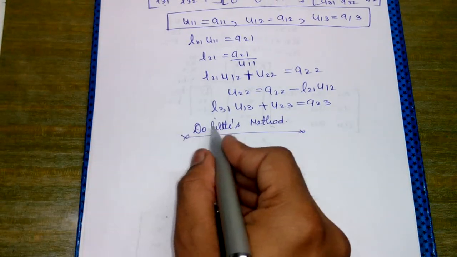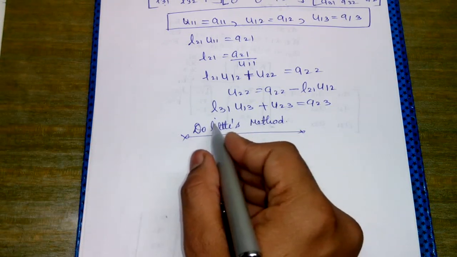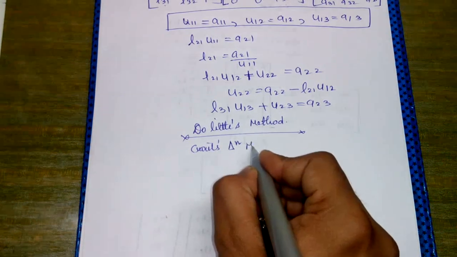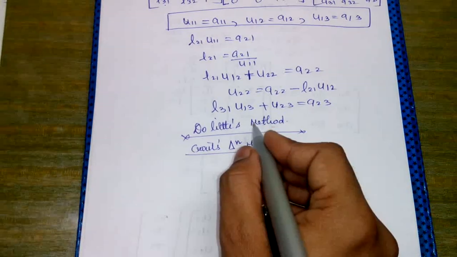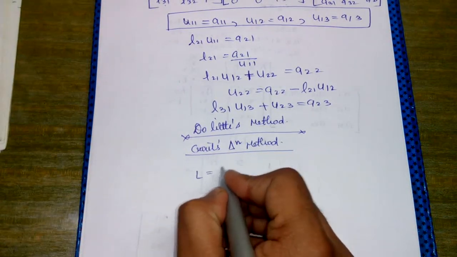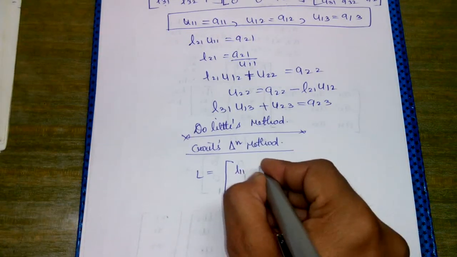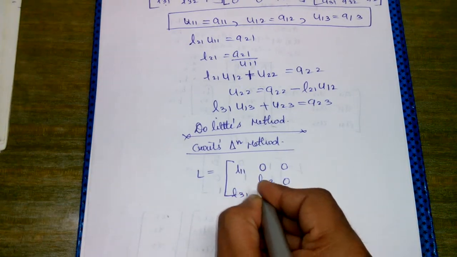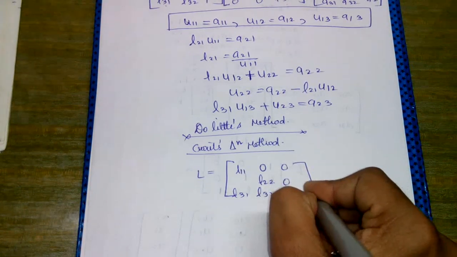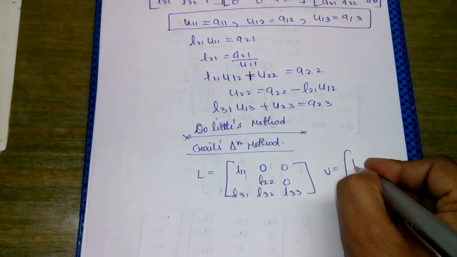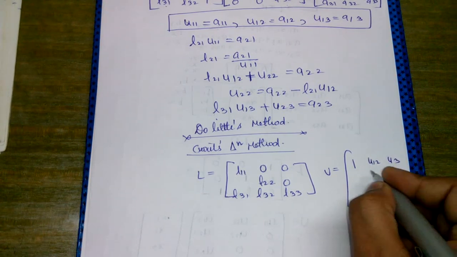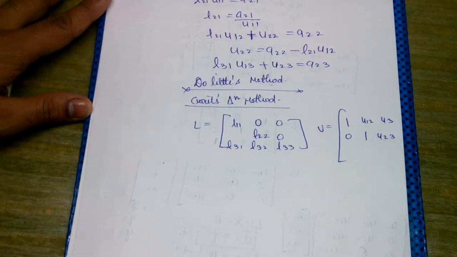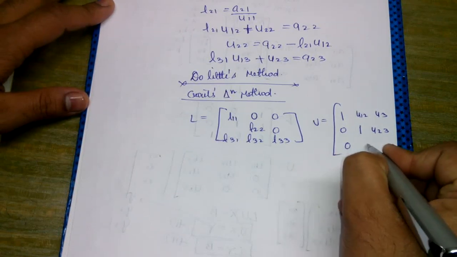However, we have a very similar method which has much in common with the Doolittle method, and that is called the Crout's triangulation method. The only difference between the Doolittle and the Crout's is that in case of the Crout, we take the lower triangular matrix as L11 0 0, L21, L22, 0, L31, L32, L33, and the upper triangular matrix is taken as 1, U12, U13, 0, 1, U23, and this term would be 0, 0, 1.